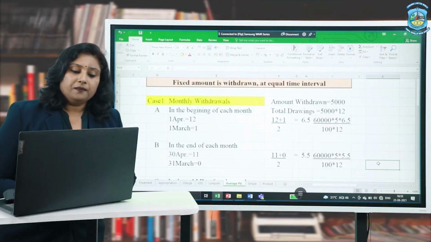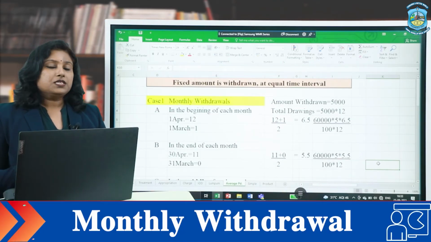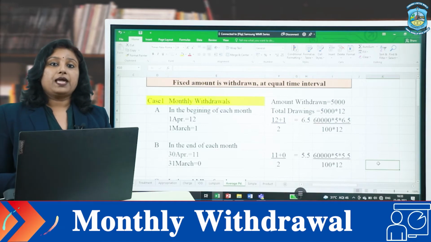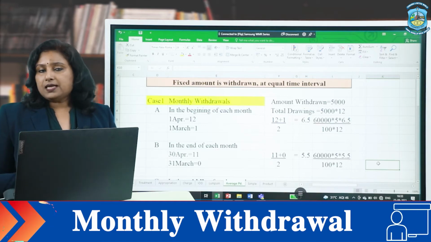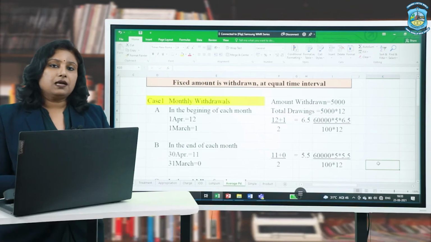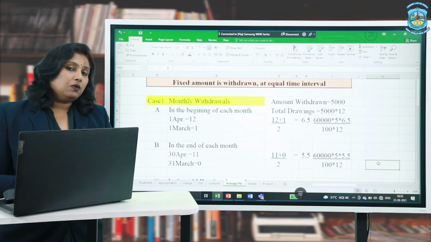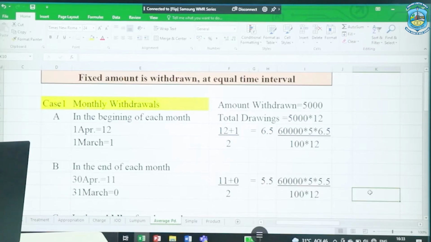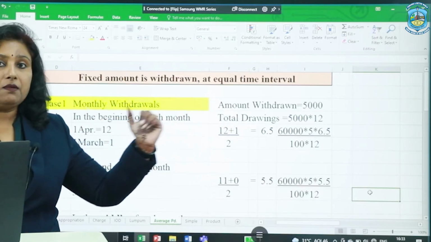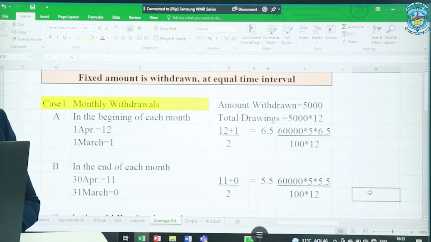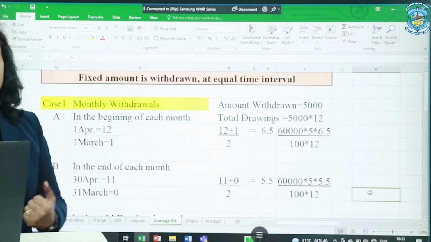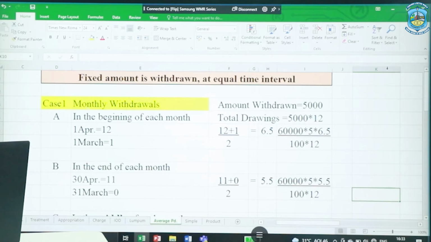Let's take case 1, that is monthly withdrawals. Now this partner is withdrawing the amount every month. So let's take an example. Suppose he withdraws the amount monthly of 5,000 rupees. So how do we calculate the total drawings? Simply by multiplying 5,000 with 12, because he is withdrawing monthly. Therefore, the total amount of drawing should be 60,000. So I'm just putting here the total amount of withdrawal shall be 60,000.